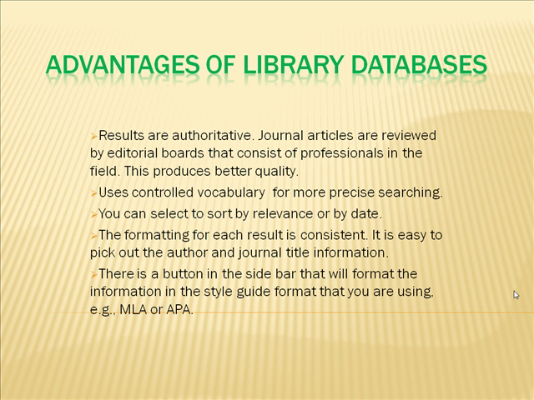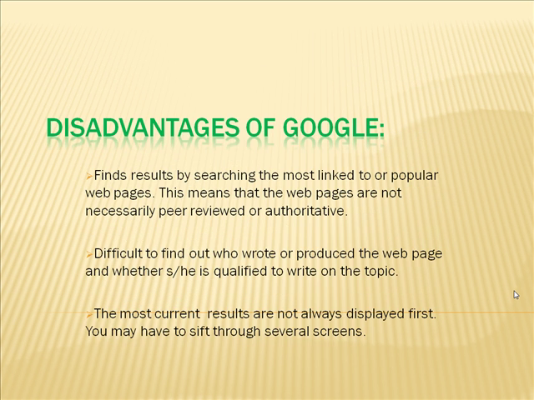What are the advantages of library databases? Well, the results are authoritative. Journal articles are reviewed by editorial boards that consist of professionals in the field. This produces better quality. It uses controlled vocabulary for more precise searching. You can select to sort by relevance or by date. The formatting for each result is consistent. It is easy to pick out the author and journal title information. There's a button in the sidebar that will format the information in the style guide format that you are using.